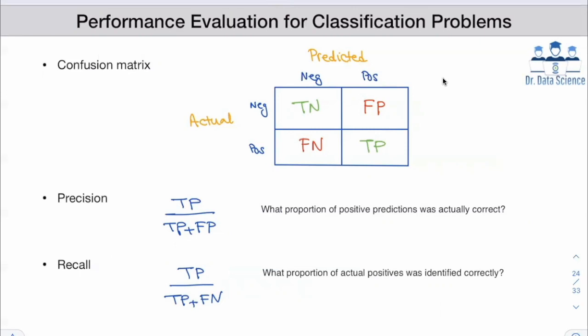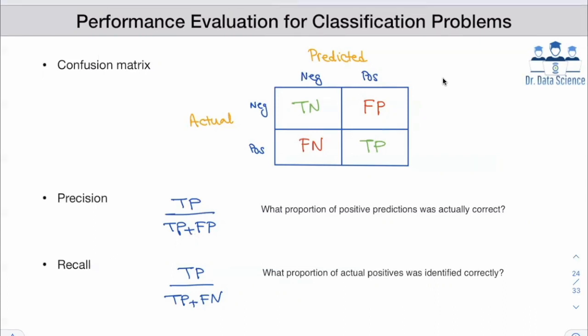So in this case, we look at all the samples that are actually true or positive, and we want to see how many of them are predicted or labeled as positive. So one is more sensitive to false positives and the other one to false negatives.